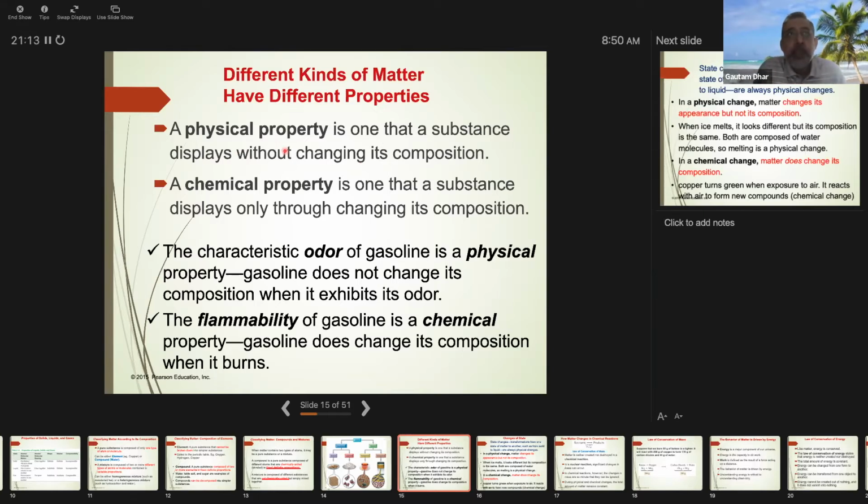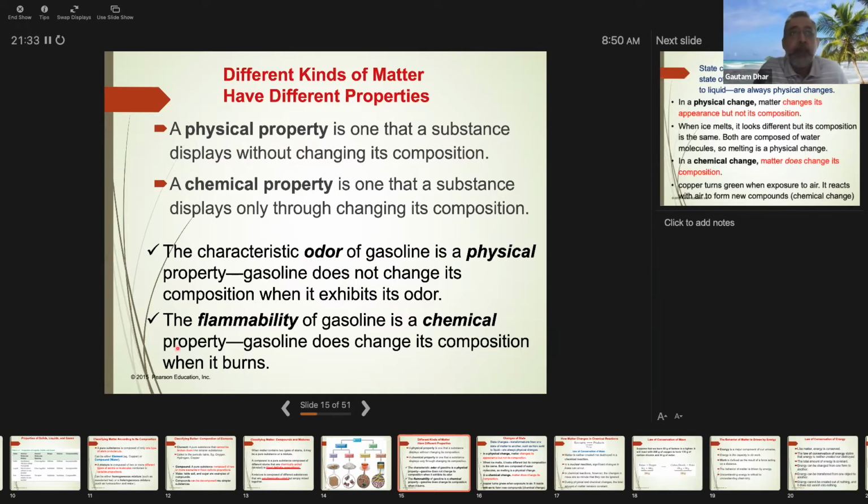Or if you say color or odor, the smell that you get, the characteristic odor of gasoline is a physical property. So color and odor are physical properties, because nothing changes when it's exhibiting that property.